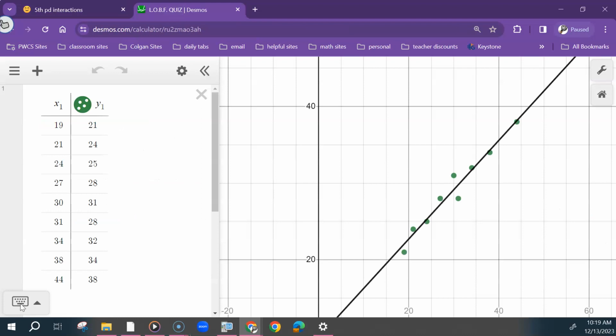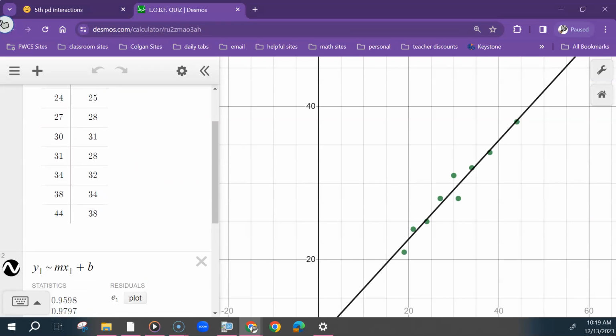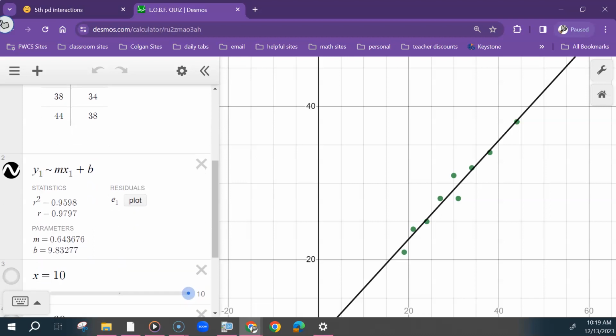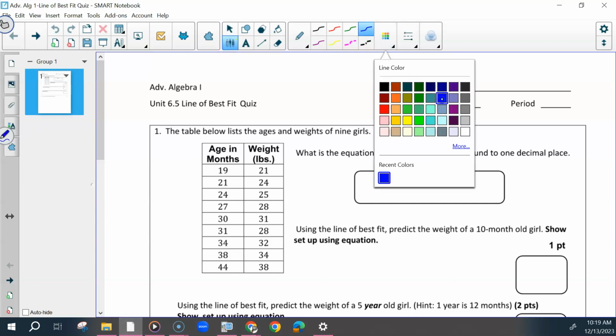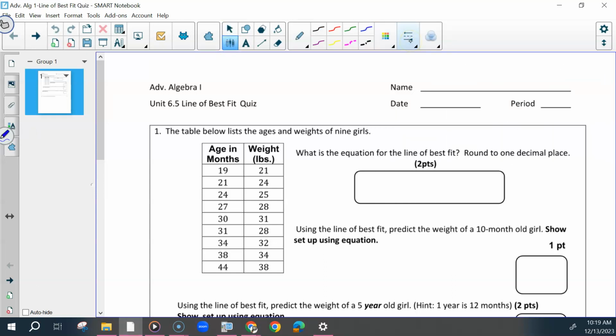So if you did this in Desmos, you put in your table, you got your line of best fit, and on the quiz it said to round to one decimal place. So you should have put y equals 0.6x plus 9.8. If you put more than that, then you got points deducted. But I only took off half. I didn't take off for both, unless your numbers were completely wrong.